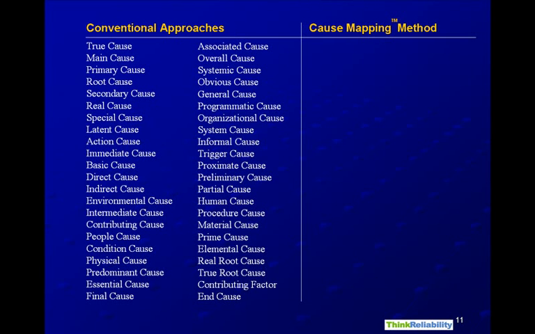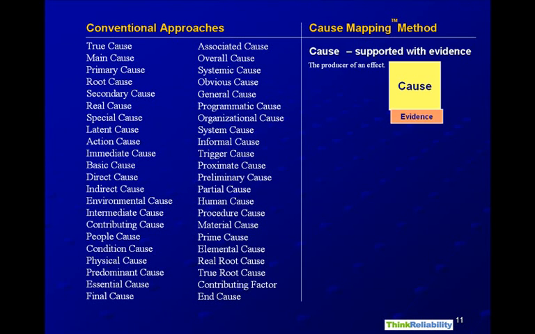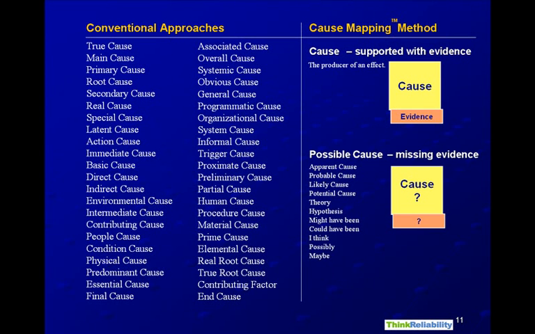Some of the conventional approaches of root cause analysis use many different terms for explaining cause and effect relationships or attempting to explain cause and effect. The simplest approach we have seen in terms of focusing on cause and effect, and the cause mapping method, is just to use the definition of cause, that a cause is the producer of an effect. Causes are validated with evidence. When you don't have evidence or when you're not sure is what is referred to as a possible cause.